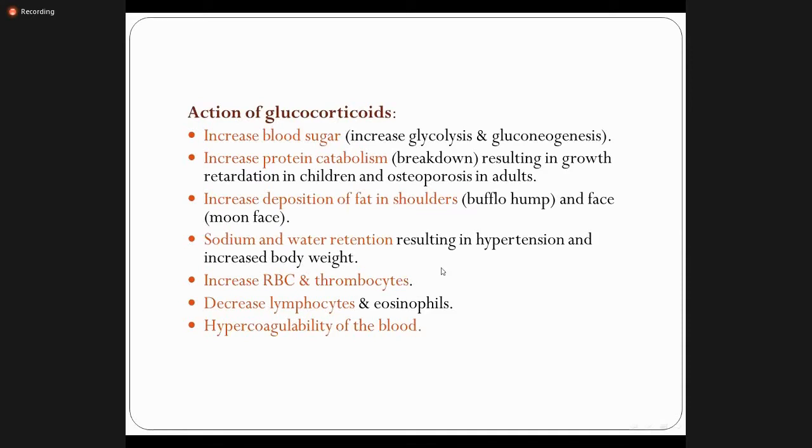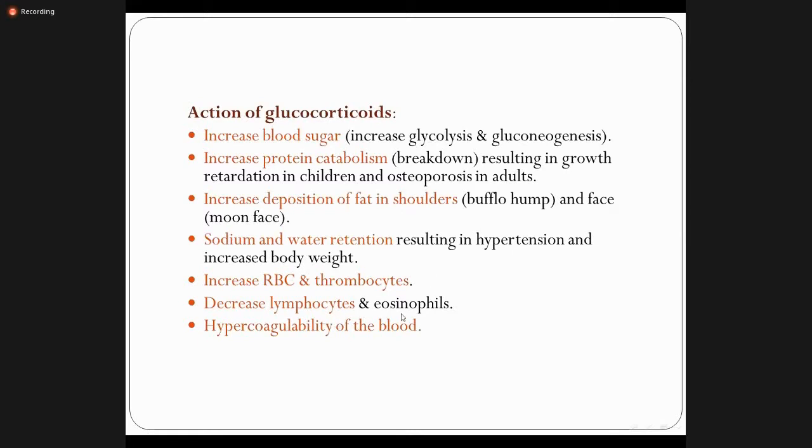Another pharmacological action is the increase in RBCs and thrombocytes, right? So it will increase the viscosity of the blood, right? When there is increased viscosity of blood, there will be sluggish blood flow. So if a patient has a history of angina, there are increased chances of myocardial infarction in that patient, right?